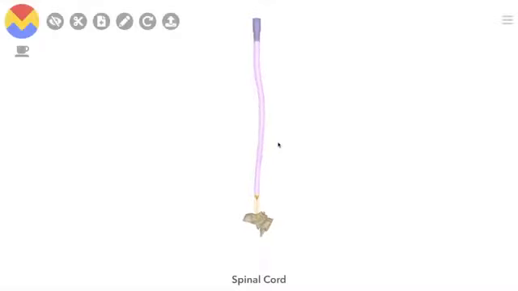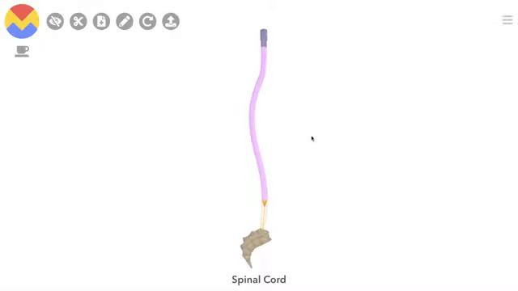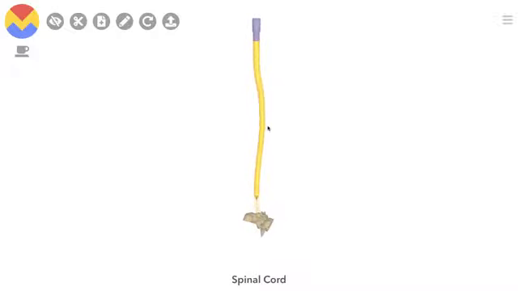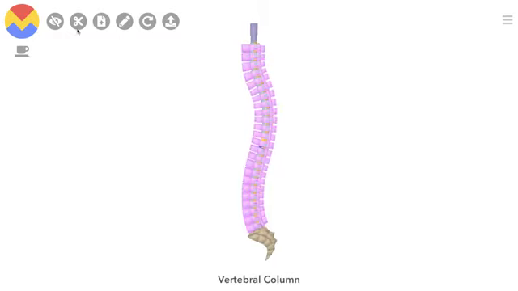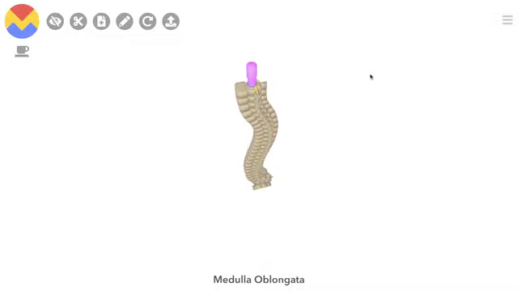We're going to discuss the external features of the spinal cord in this video. So it lies in the vertebral canal of the vertebral column, which provides support and protection. The cord is continuous with the medulla oblongata, the lowest section of the brainstem.